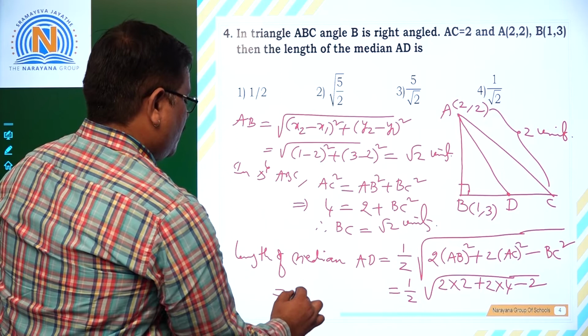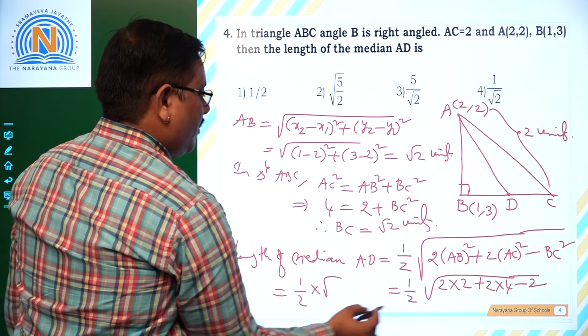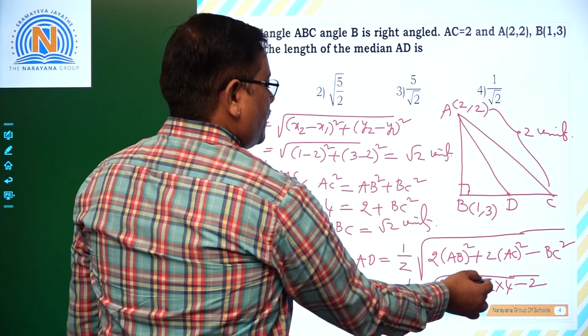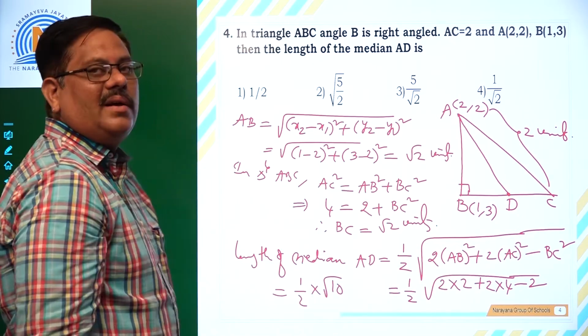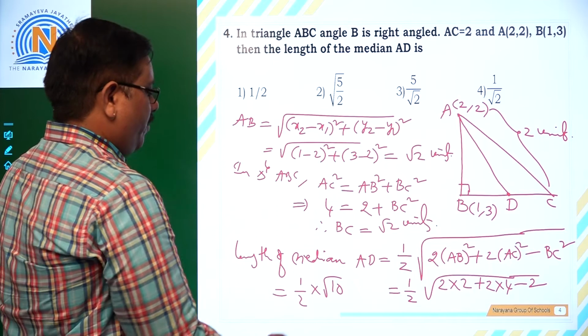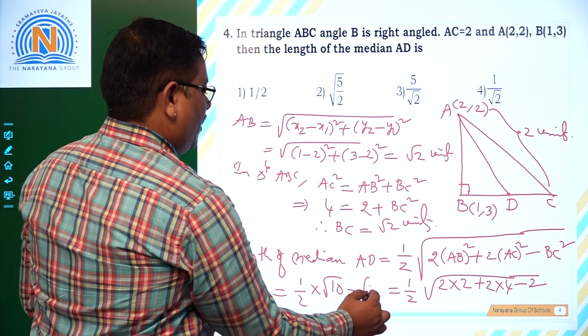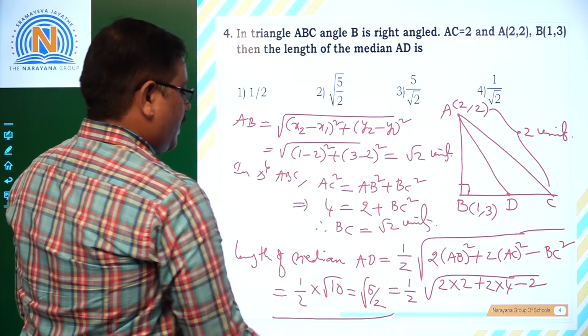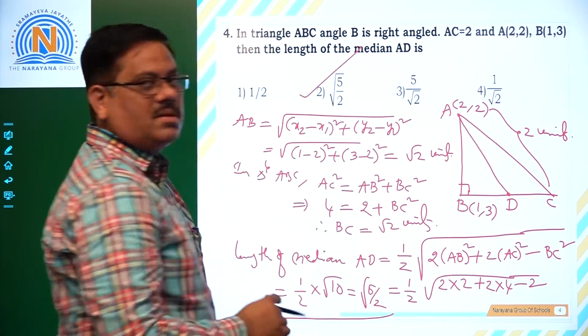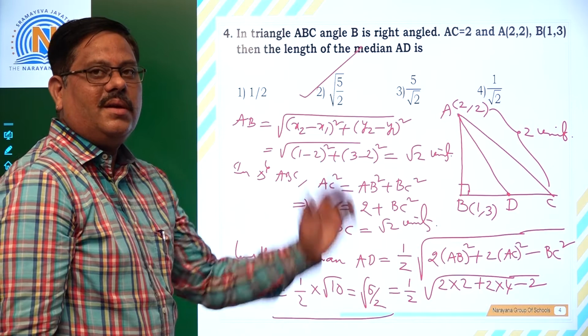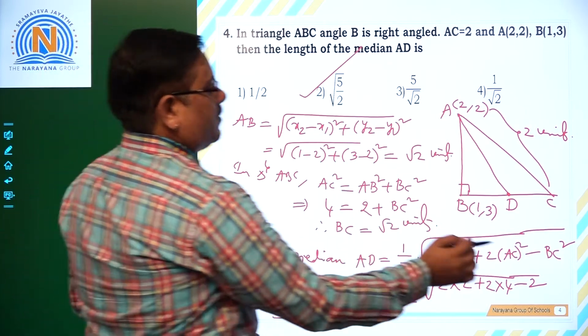Simplify that. That is half into the square root of 4 plus 8 minus 2, that is 10. Root 10 by 2, which is otherwise root 5 by 2... wait, root 10 by 2 is otherwise said to be root over 5 by 2. The answer is root over 5 by 2, which is the second option for us. It's a very interesting and important question. Let us see the next question.